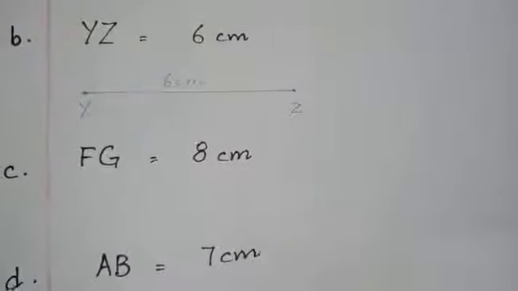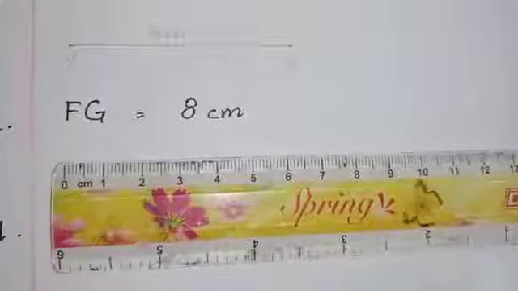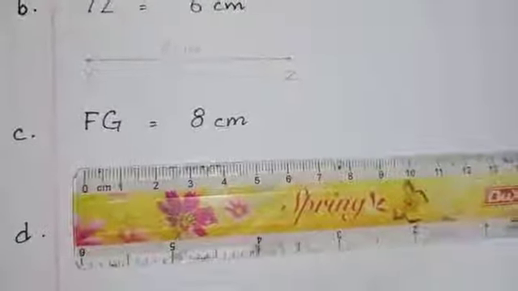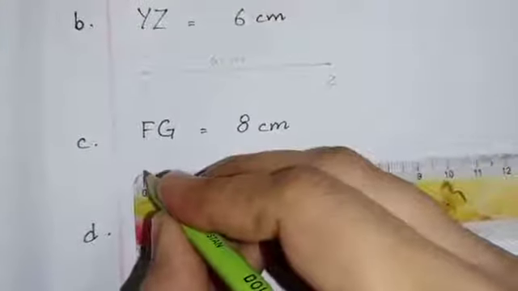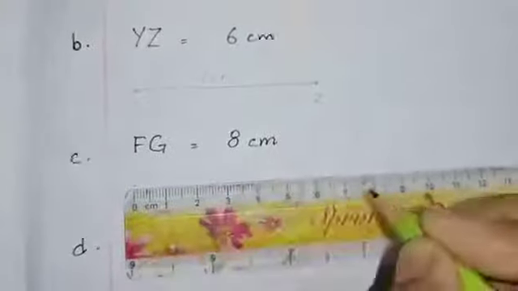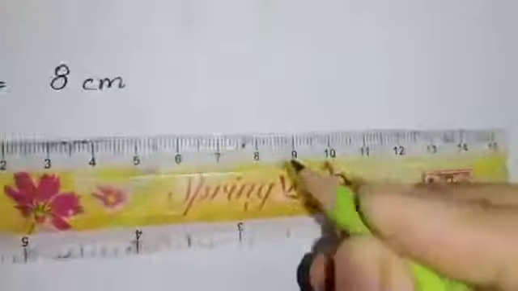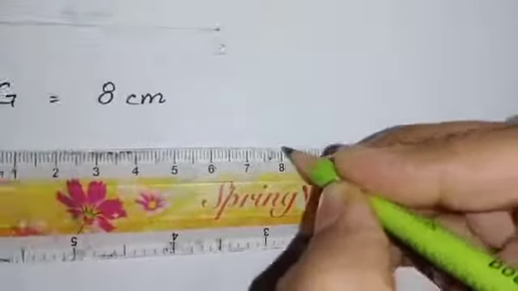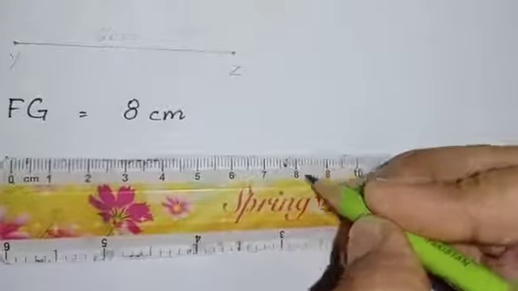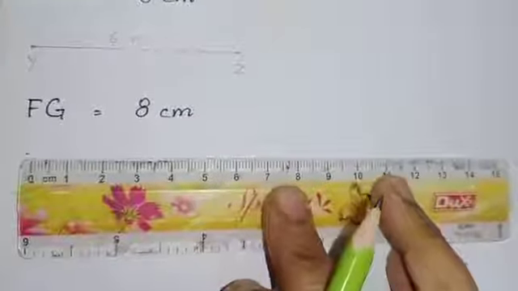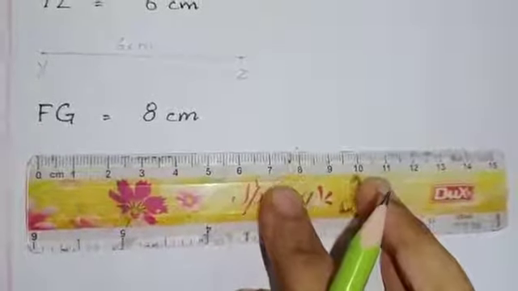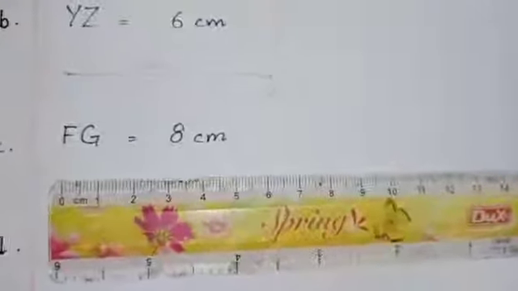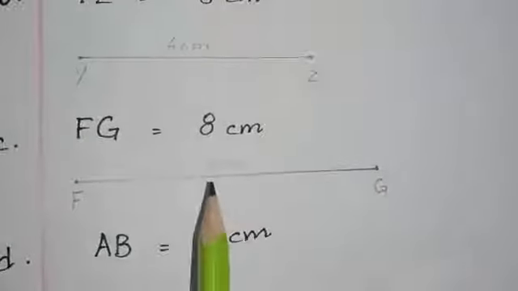Now C part is FG, it's 8 centimeter. Again take a ruler and place it on your notebooks. Now let's take a first point, that is, on the top of this 0, it's F point, and it is 8 centimeters. So here is 8. So the second point which is G point, it's 8 on 8. Now look at this, it is exactly 8 centimeter. Now we will join these 2 points with the help of the scale. It is line segment FG which is 8 centimeter.